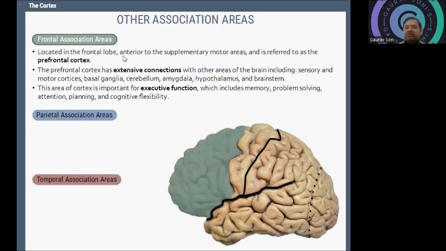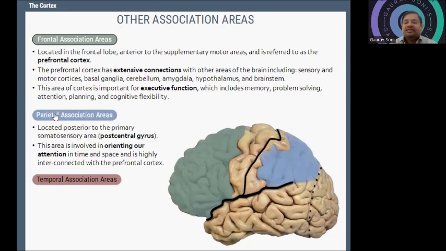Remember the word prefrontal cortex, which has extensive connections with other areas of the brain, including the sensory and motor cortex, basal ganglia, cerebellum, amygdala, hypothalamus, and brainstem. This area of cortex is important for executive functions like memory, problem solving, attention, planning, and cognitive flexibility. So this particular area gives you the different types of memories, and problem solving capacity is also given by this area only.